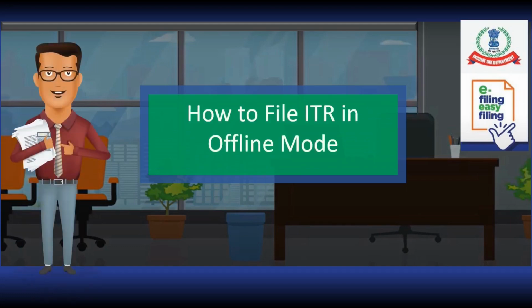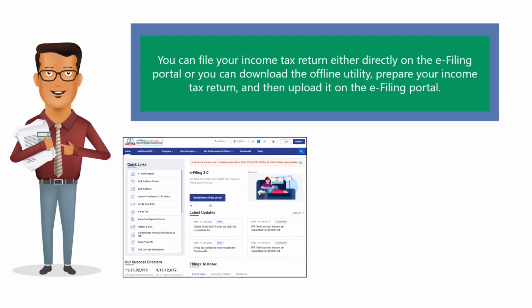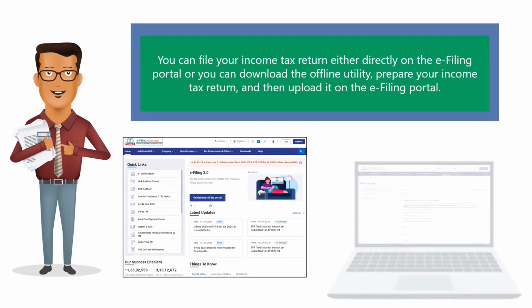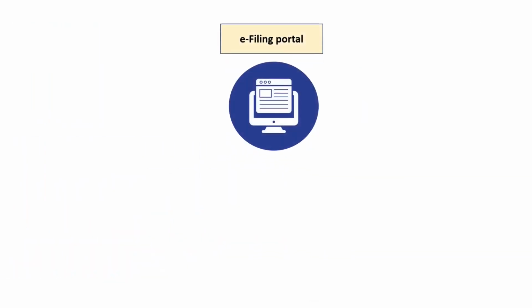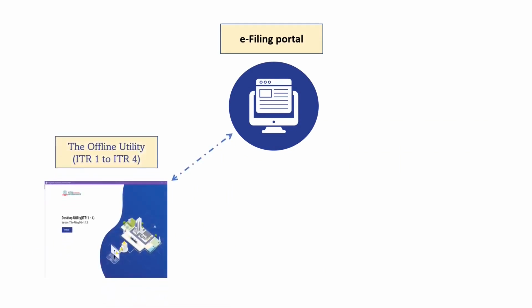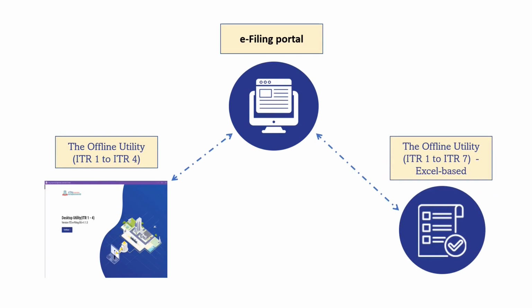This video is on how to file income tax return in offline mode. You can file your income tax return either directly on the e-filing portal, or you can download the offline utility, prepare your income tax return and then upload on the e-filing portal. You can download the common offline utility of ITR 1, 2, 4, or you can download the Excel based utility of ITR 1 to ITR 7, prepare your ITR and then upload on the income tax portal.